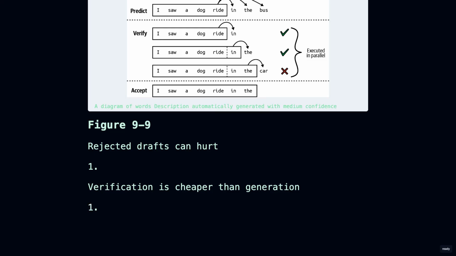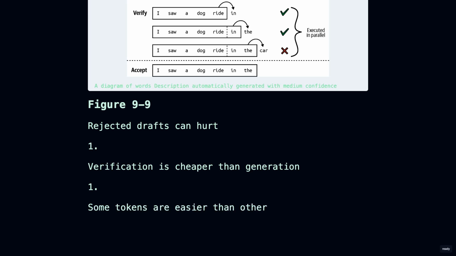The second reason is that not all tokens are equally hard. A weaker draft model can still get many of the easy tokens right. That uneven difficulty is useful. If the draft model matches the easy parts often enough, the acceptance rate stays high and the speedup becomes meaningful.